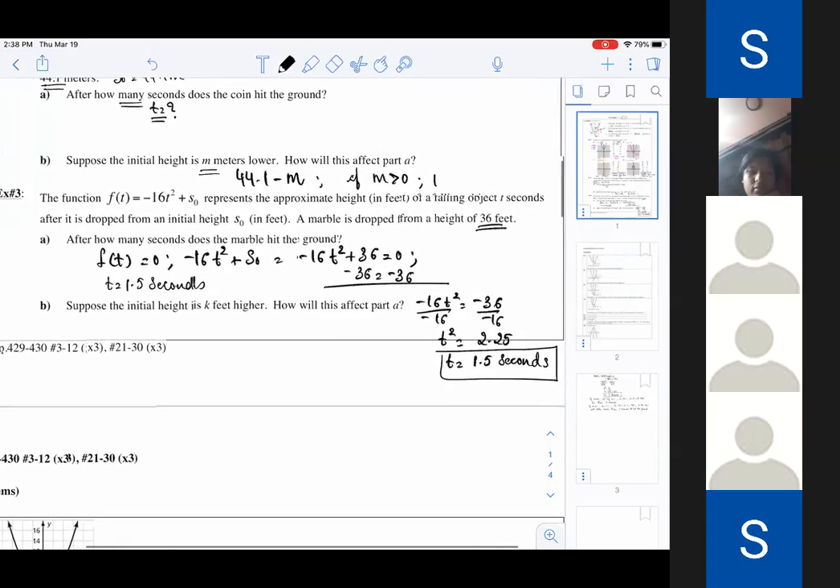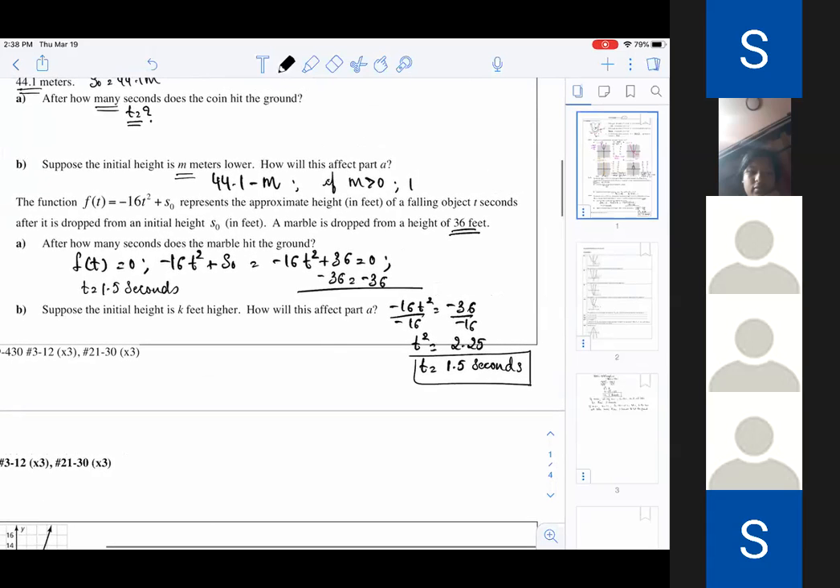Okay. Suppose the initial height is k feet higher. This time, if it's k feet higher, the initial height is 36 plus k. Also, we have to consider two cases here. What about if k is greater than 0, which means, let's say 1? Will it take more time or less time?